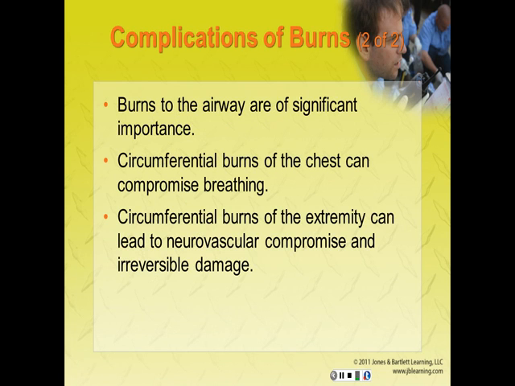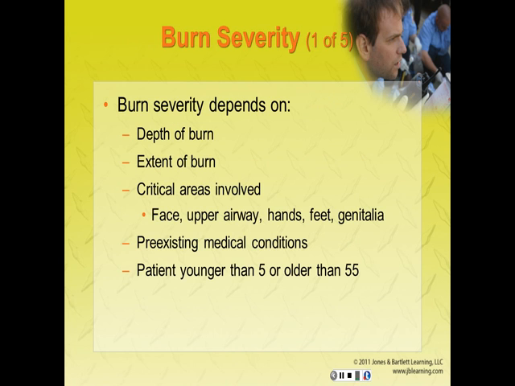Circumferential burns of an extremity can lead to neurovascular compromise and irreversible damage if not appropriately treated. There are 5 factors that will help you determine the severity of a burn, and the first 2 are by far the most important. First of all, you need to determine the depth of the burn, then the extent of the burn. You need to look if there are any critical areas involved, such as the face, the upper airway, the hands, the feet, or the genitalia.